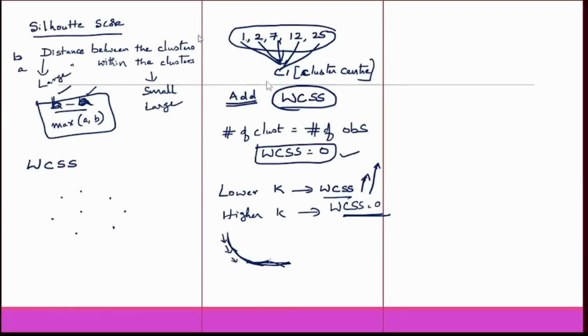WCSS was one number even when the cluster was 2 or 3. I don't think it would be right because it's a weighted cluster sum of squares. So I create two clusters, or within the cluster sum of squares. So I create two clusters.